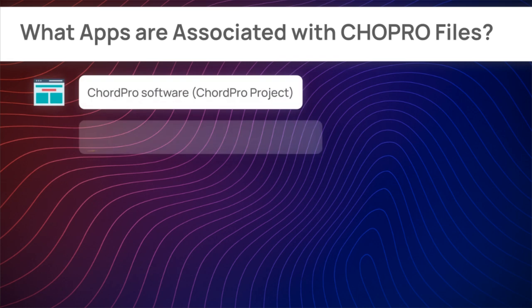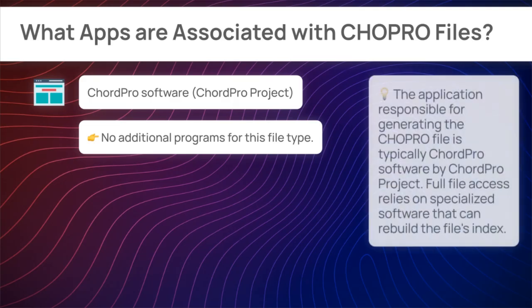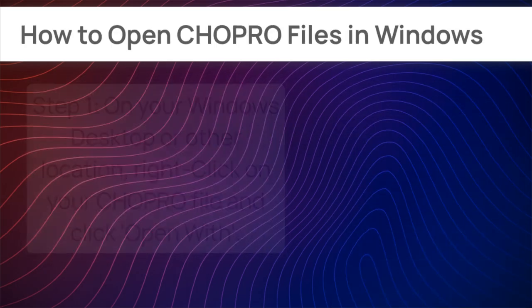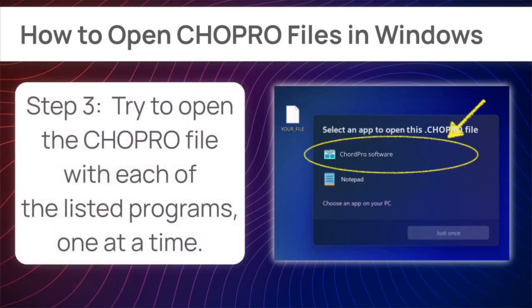The default, recognized opener for CHOPRO files is known to be ChordPro software from the ChordPro project. Full file access relies on specialized software that can rebuild the file's index. Windows may show the content, but richer editing capabilities require specific document software. We're testing the system's ability to interpret the file's data block. Right-click the CHOPRO file and click Open With. Test ChordPro software first. If it's unavailable, choose another program. The correct tool is key.